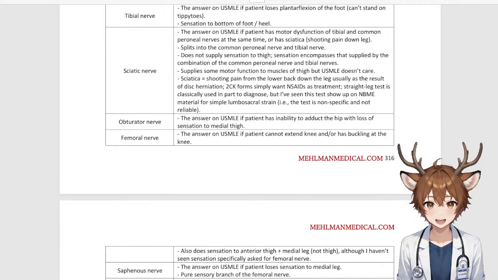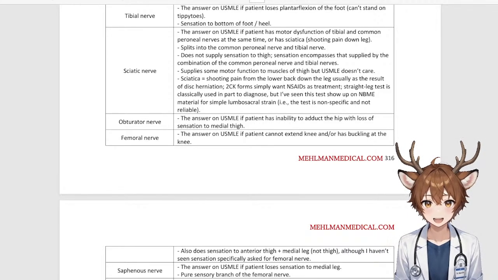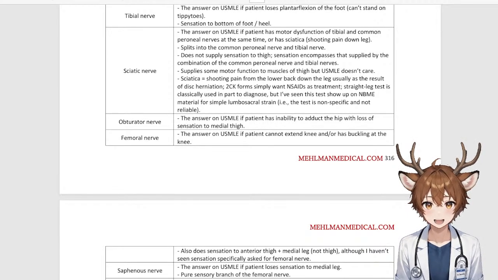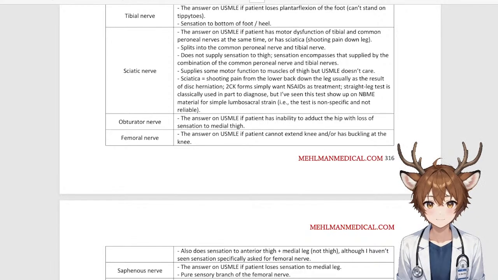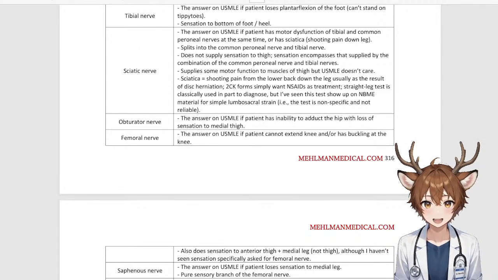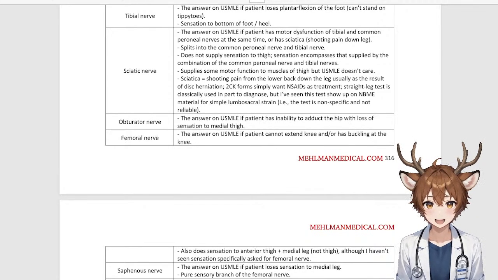So again, it's not a specific test for sciatic nerve. You might use it, but it's not specific for it. So if you get a result that you think would be conducive to it, it doesn't necessarily guarantee that's the answer.